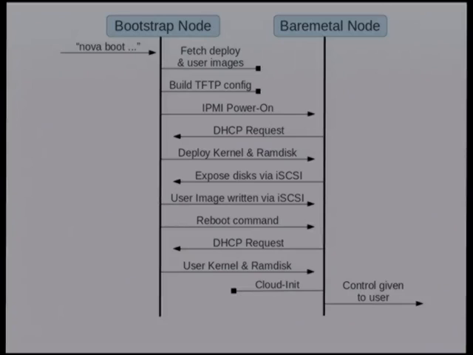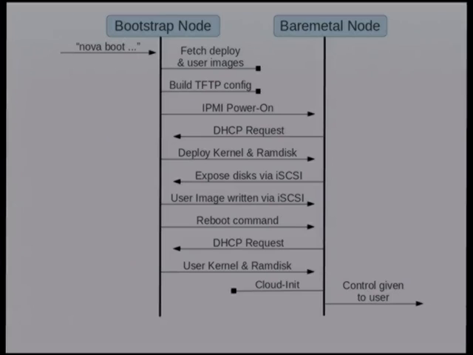It's going to build a TFTP config file based on the MAC addresses that it knows about from that hardware. Then it's going to send an IPMI command to turn on the box. The box comes up, DHCP request. It gets sent a special kernel and RAM disk, which are going to mount the local disks and expose them as an iSCSI endpoint and ping back to the Nova host. Here's the target you can use.